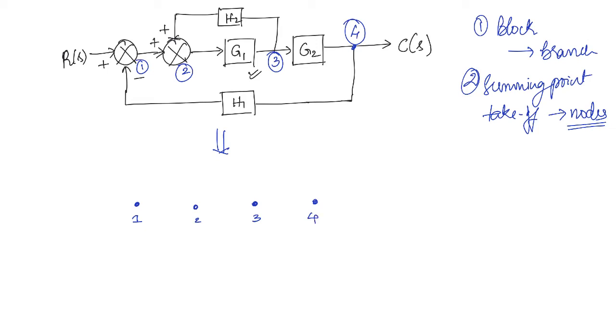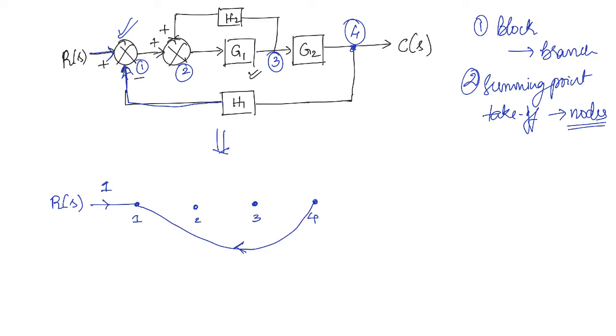Now at the summing point 1, what are the inputs that we have? One is coming from the input, this is R of S. So this branch gain you will take as 1 because there is only a single arrow here, there is no block, so the gain will simply be 1. And what else is being given to 1? There is a feedback path from 4. So from 4 you will draw a branch. The direction of the branch is from 4 to 1.